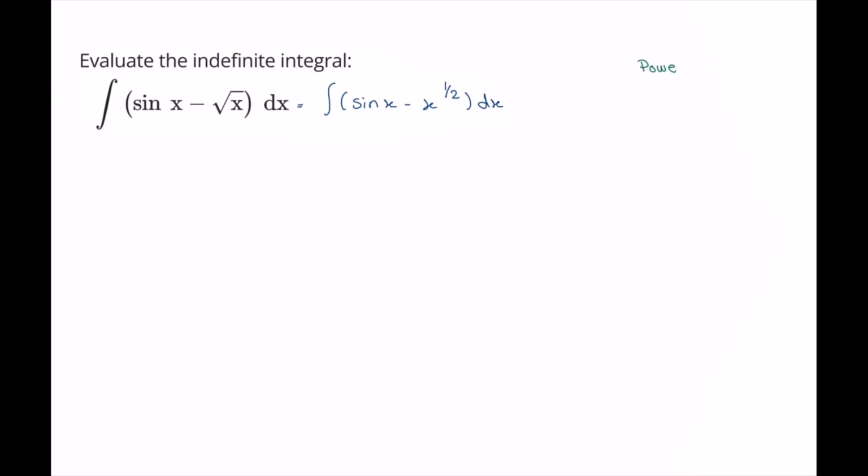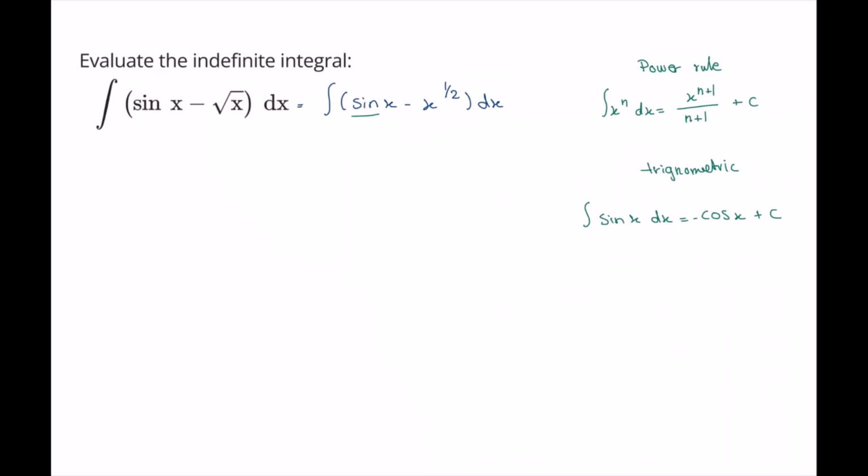The indefinite integral power rule, which is the indefinite integral of x to the power of n dx equals x to the power of n plus 1 over the new power n plus 1 plus c. And the other most important rule is the trigonometric functions rule, which we have here. The indefinite integral of sine x dx equals negative cosine x plus c.